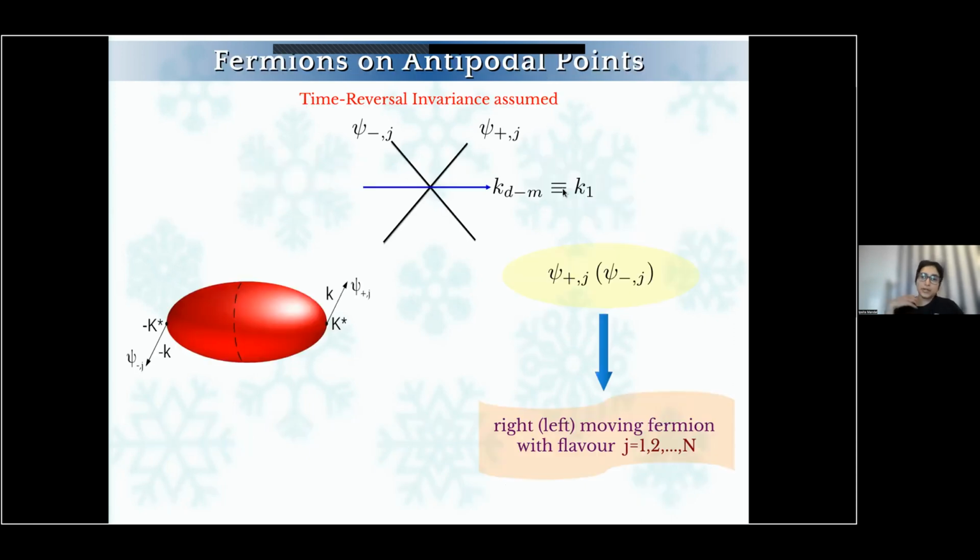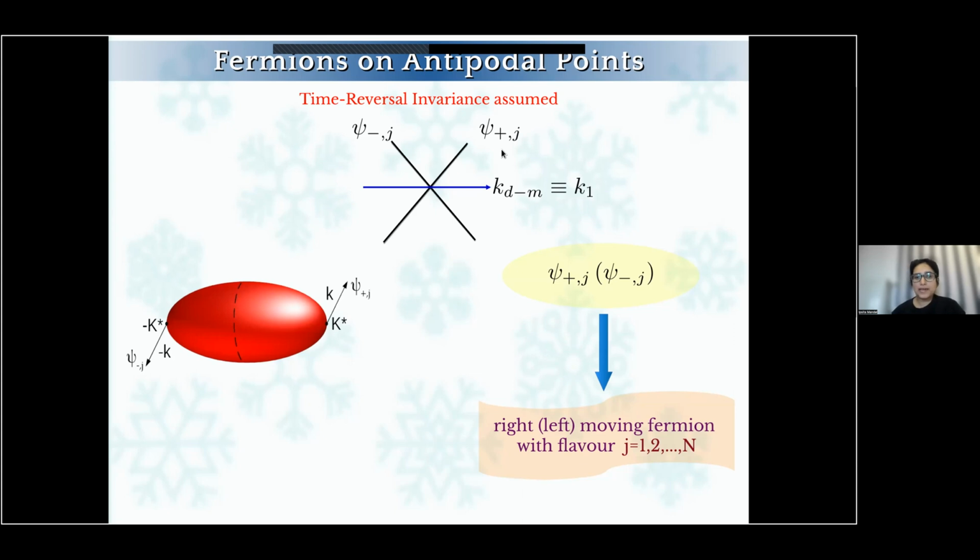Now, since I told you that we will assume that we have a time reversal invariant theory, if we take a right-moving fermion labeled by psi plus at k star, we must consider the left-moving counterpart, which is appearing as psi minus at minus k star.